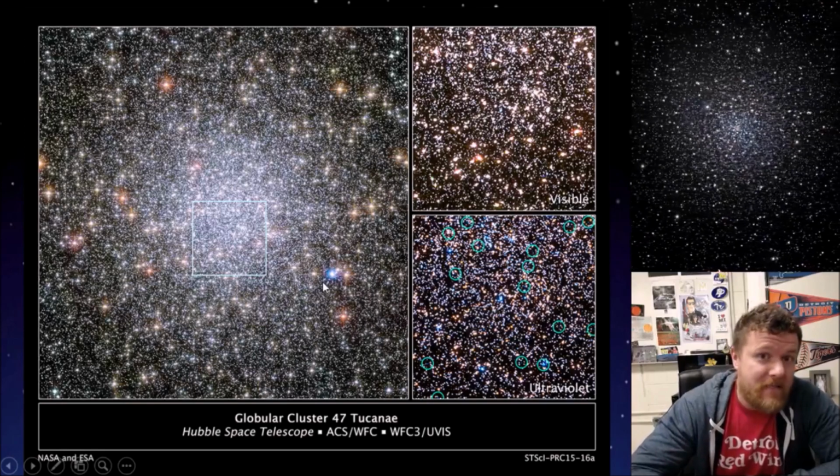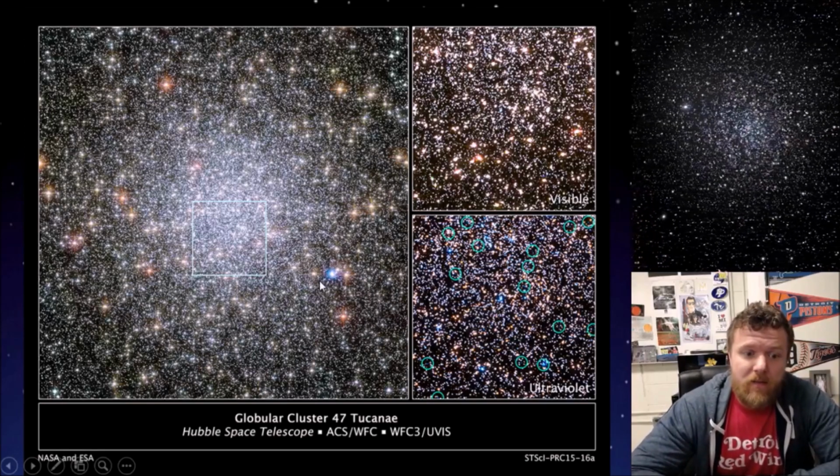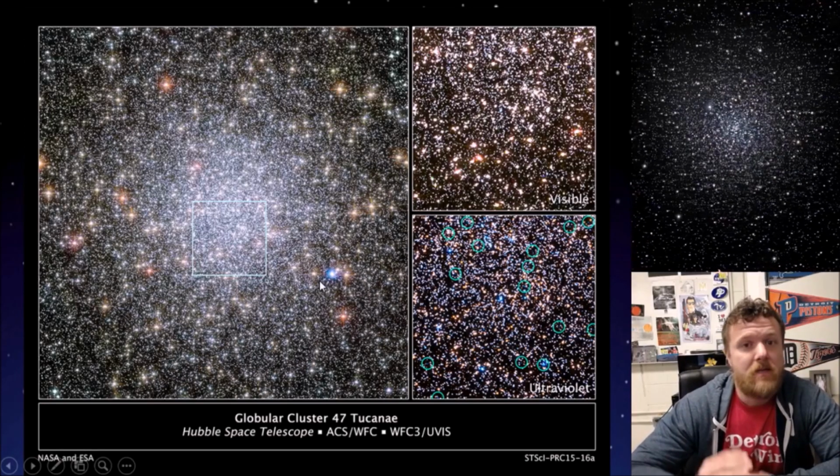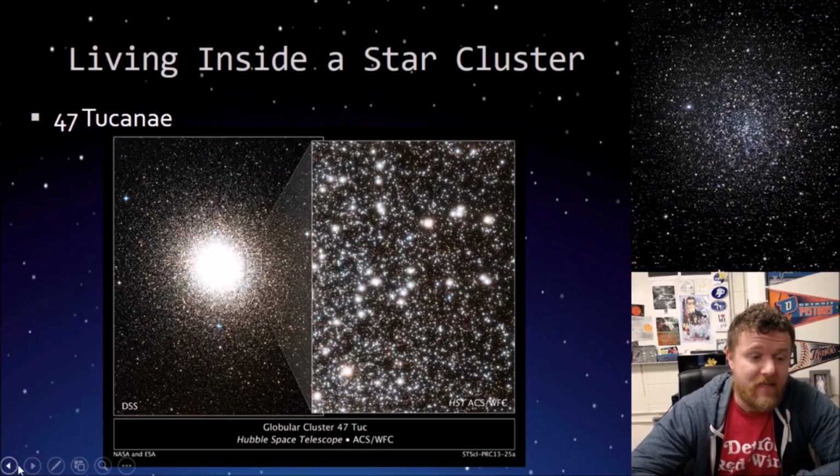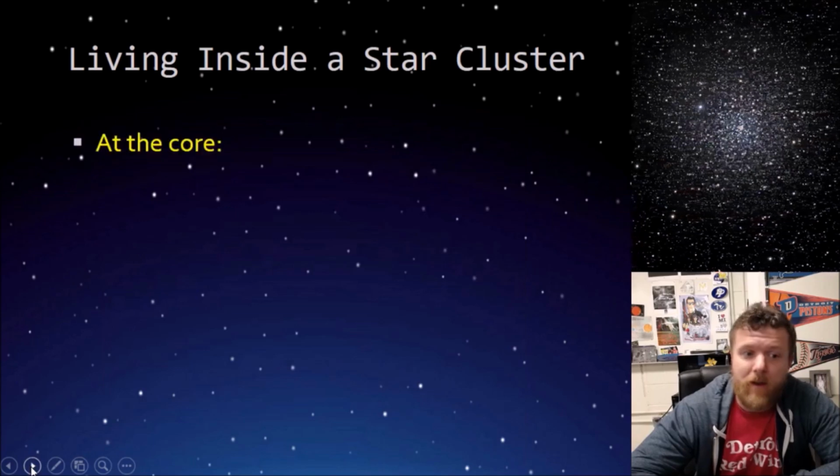The only way to get blue stars in these old globular clusters is star mergers, is stars running into each other. Let's say we were to live inside of this star cluster. We were to live right in the middle.